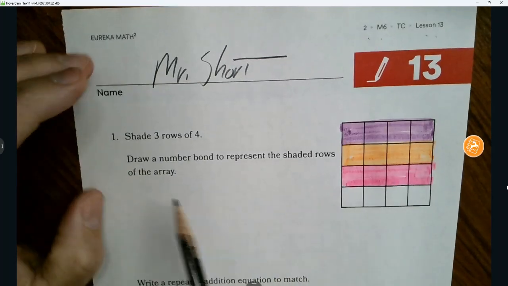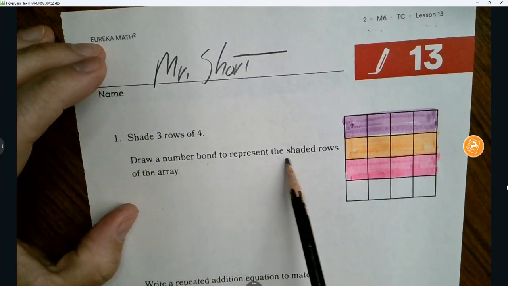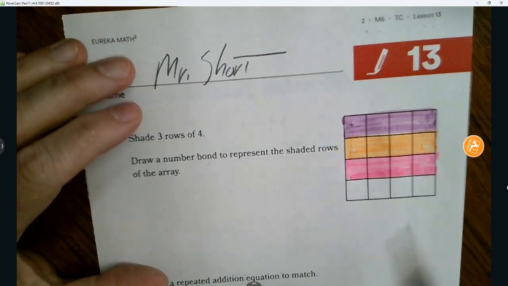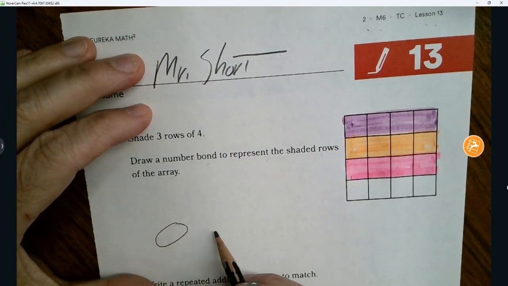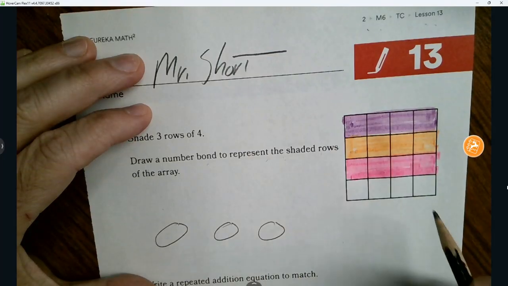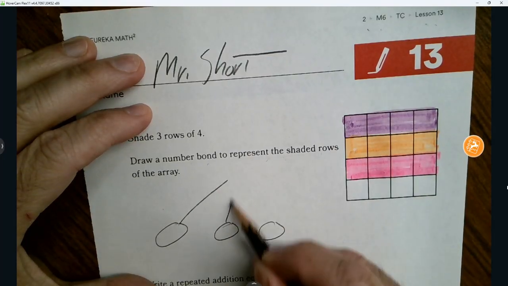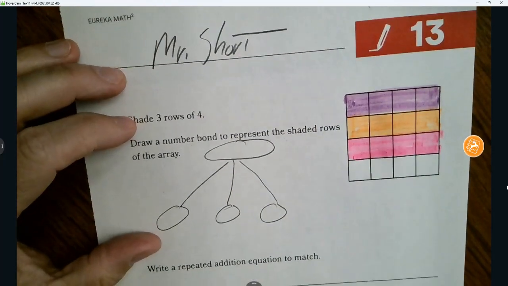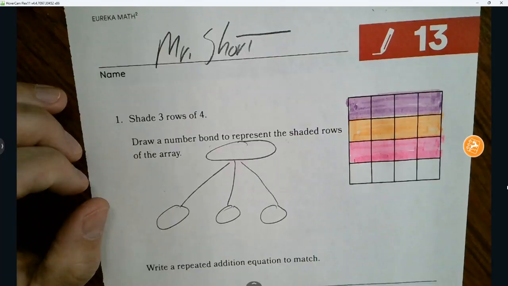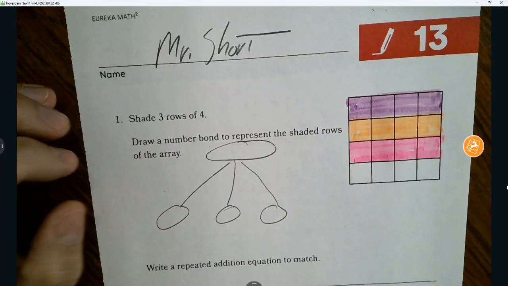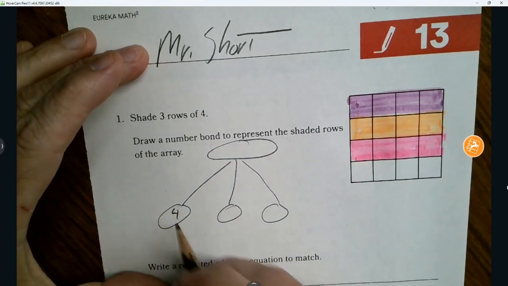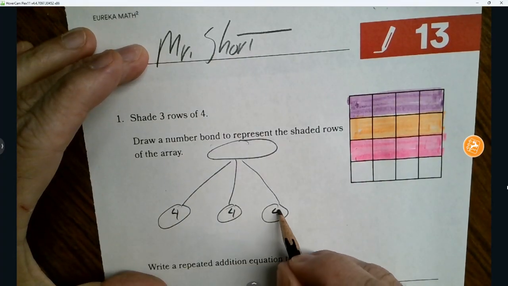All right. Draw a number bond to represent the shaded rows. A number bond. All right, so I have 3 rows, but they're all going to add up to one big number. It looks like a spaceship, or something. All right, so now a number bond. So I have 4 here, 4 here, and 4 here.